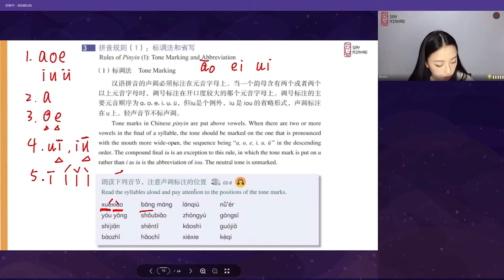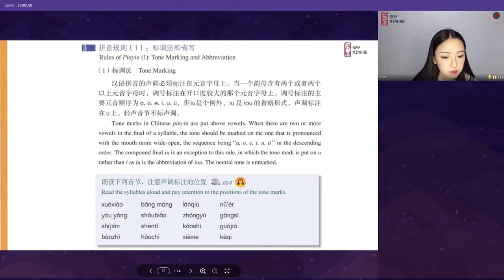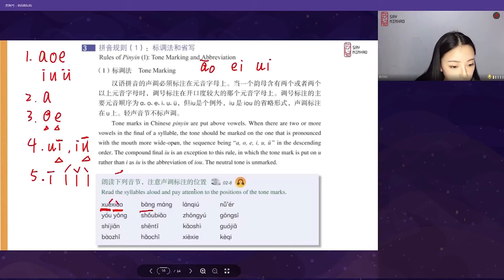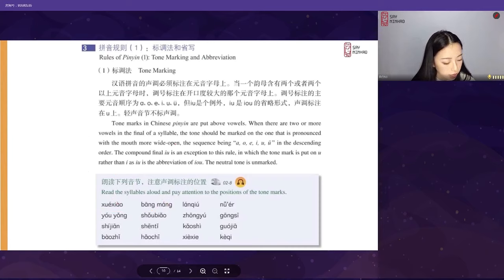Let me make the picture bigger, okay? So here it is, bang, b-ang, bang. And next one, máng. In these two, we can see there is an a in it. So bang, mang, there is an a in it. That's why we marked on a. Next, l-an, lán. Lán, we can see there is an a. So we marked a. And next one, qiú.